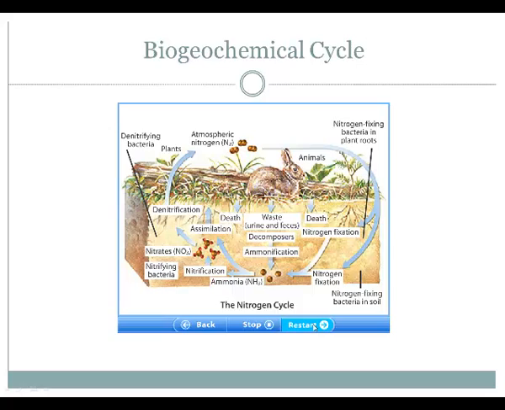The nitrogen cycle is another biogeochemical cycle. Bacteria called nitrogen-fixing bacteria are able to use atmospheric nitrogen to produce ammonia. Other organisms can then use the ammonia as a nitrogen source. The nitrogen is returned to the atmosphere by denitrifying bacteria.